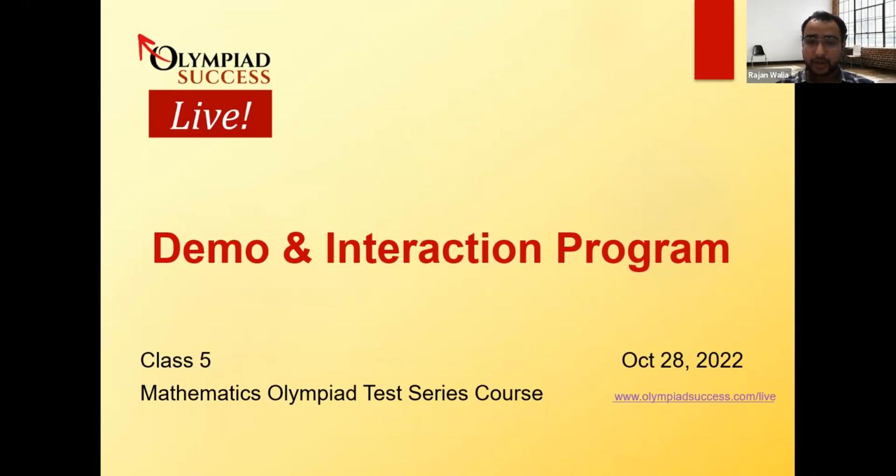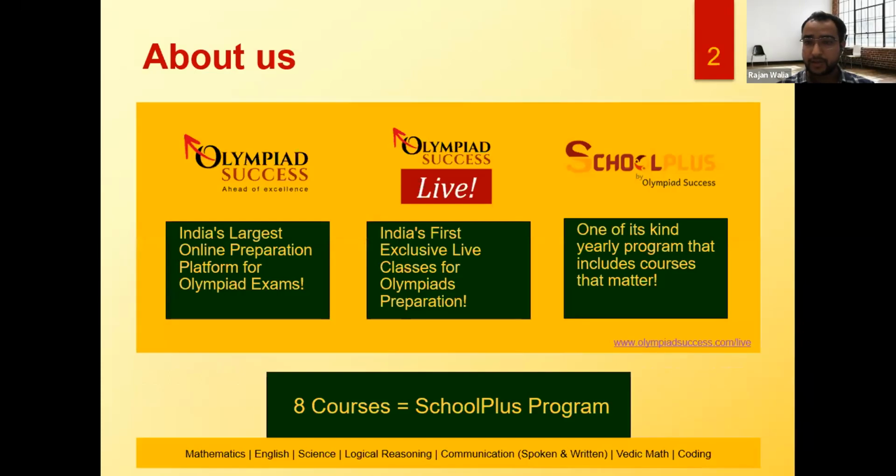Firstly, let me tell you about us, about Olympiad Success. Olympiad Success is India's largest online preparation platform for Olympiad exams. We have Olympiad live classes, and this is our third year in live classes. Students, we also have a school test program. In the school test program, we offer 8 courses: mathematics, English, science, logical reasoning, communication (spoken and written both), Vedic maths as well as coding.